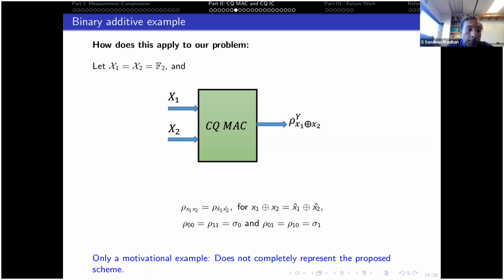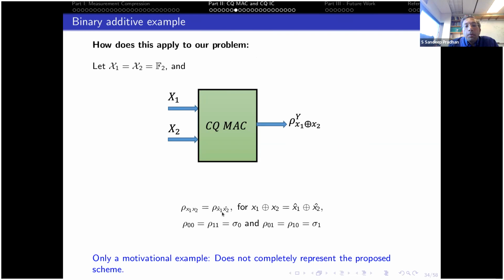And let us say the channel is also doing that computation. So the channel, which is this density operator given x1 comma x2, indeed depends only on x1 plus x2, let us say. So what the channel does is it first does the computation x1 plus x2, and then it produces a quantum state. Okay, simple situation first.